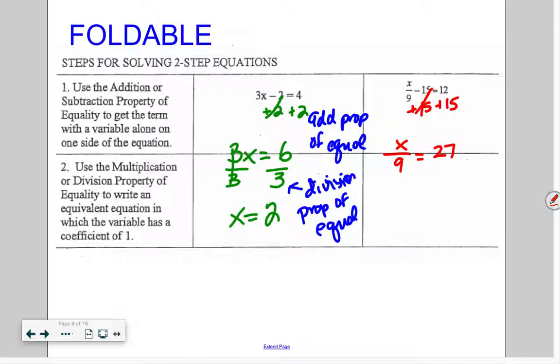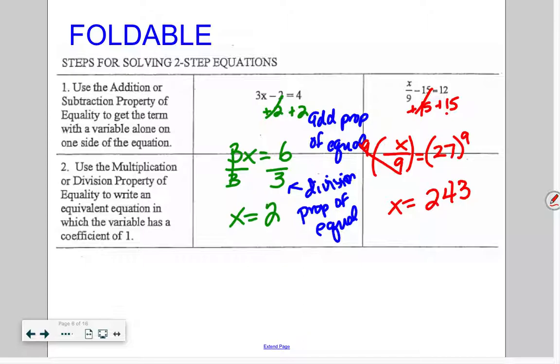Next. Now what? Multiply both sides by 9. X will equal? What? 243. Now I should be able to take 243 divided by 9. That should get me back, subtract your 15 to check and see if you have 12. Again, you should have done 2 properties of equality here. Addition property of equality and the multiplication property of equality.